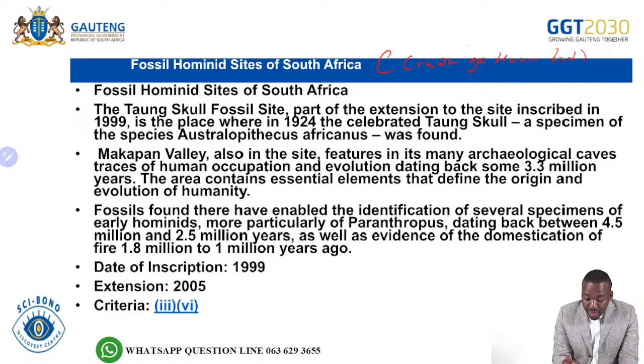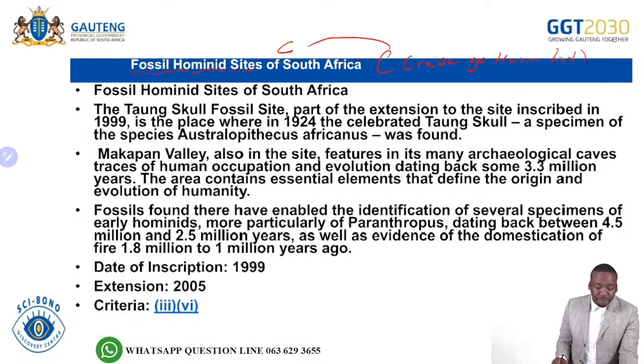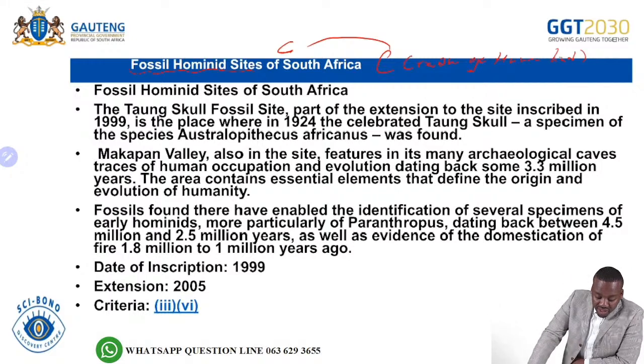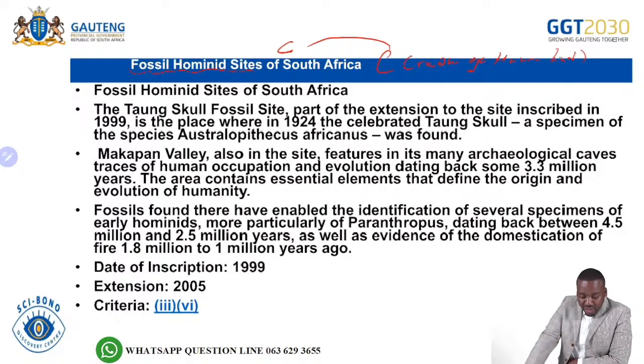So we need to remember that. But the correct name now, it is what? Fossil hominid site. Some history here. The Taung skull fossil site, it is part of the extension to the site inscribed in year 1999. It is the place where in 1924, the celebrated Taung skull, which is a specimen of the species of that, was discovered.